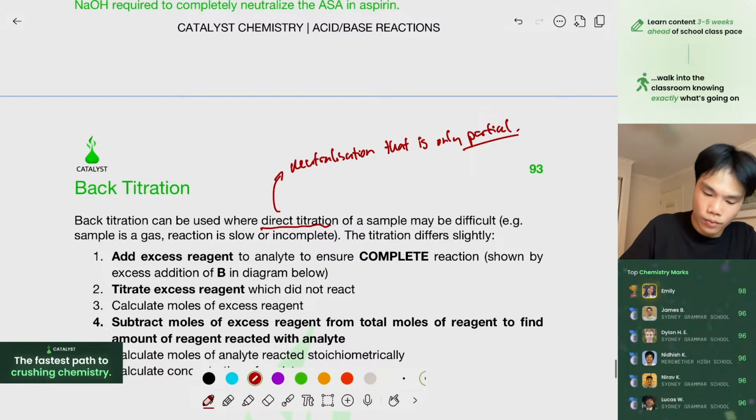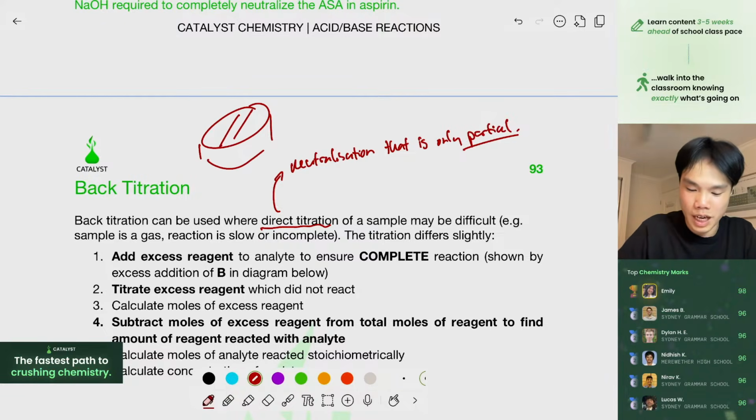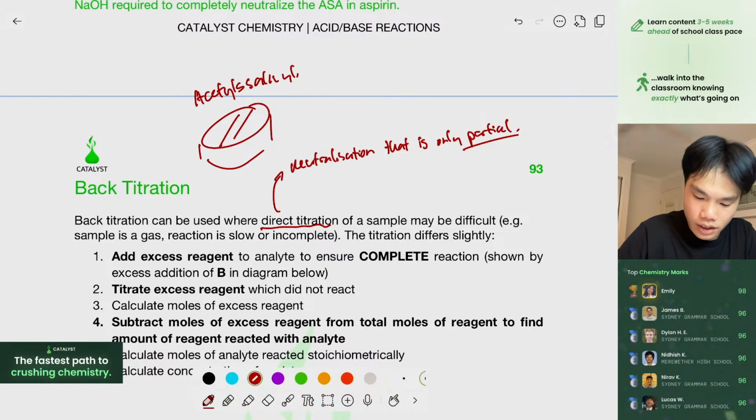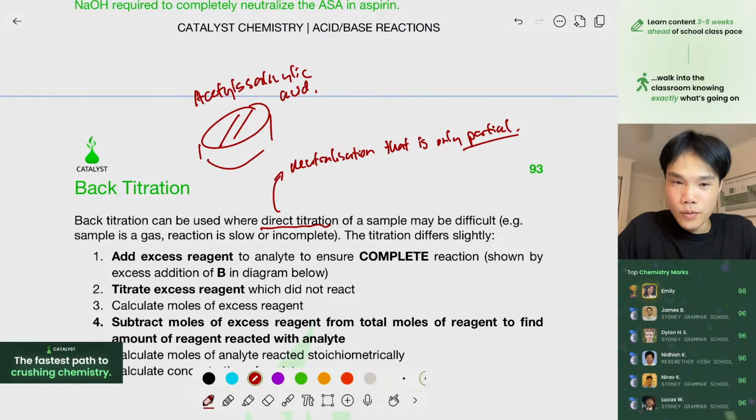So for example, in the case of aspirin, which is where this comes up nicely in the syllabus, an aspirin tablet has acetylsalicylic acid in it, and it's not very highly soluble. So when you dissolve it in solution, some of it may not fully dissolve, and it doesn't react very quickly. In fact, it reacts quite slowly.